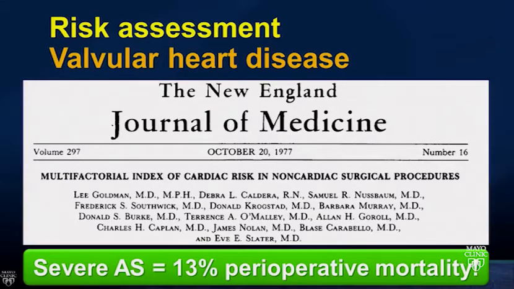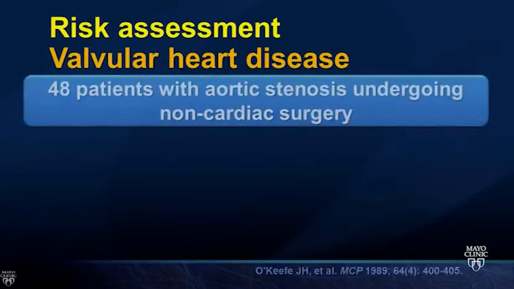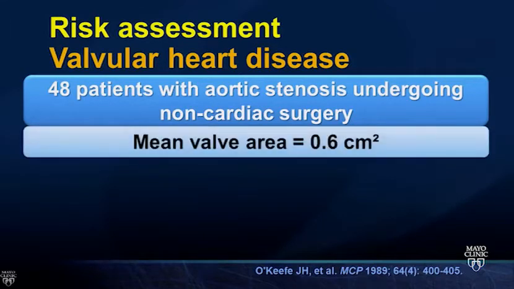However, over the next several decades, anesthesia techniques evolved, surgical techniques evolved, and we started to understand that maybe it's not as bad as we thought. This is a paper published in the late 1980s from here at Mayo Clinic looking at 48 patients with aortic stenosis undergoing non-cardiac surgery. These patients had a mean valve area of 0.6. 0.6, that's pretty bad aortic stenosis.